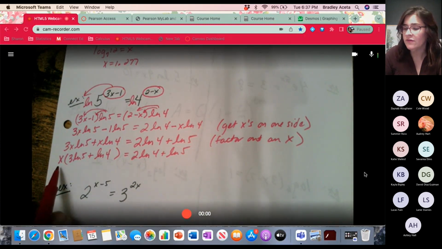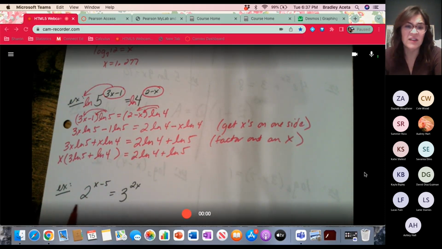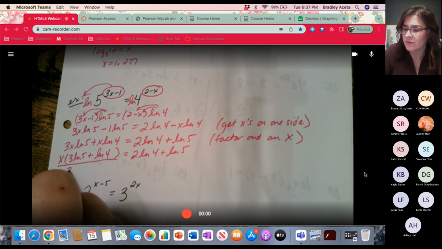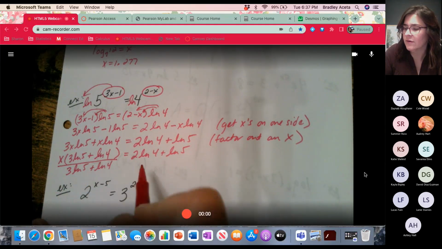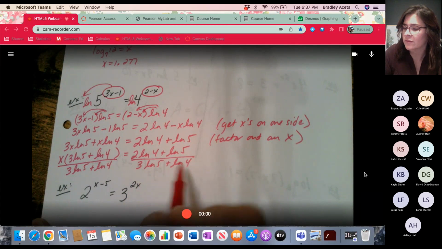And then all you have to do is now divide. This is just a number. It's a terrible number, a very ugly decimal, but it's just a number. And just divide it out. Divide this side by 3 ln 5 plus ln 4.